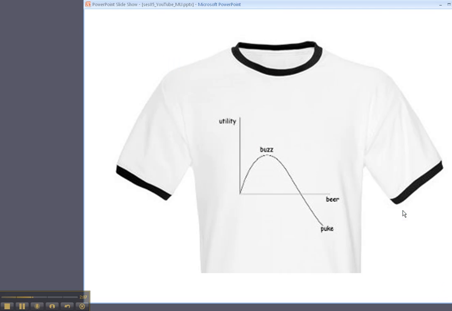Okay, let's take a look at a t-shirt. Here we go. We can see diminishing marginal utility reaching this peak, and then the negative kicks in and it begins to reduce total utility until we run into a real problem here.